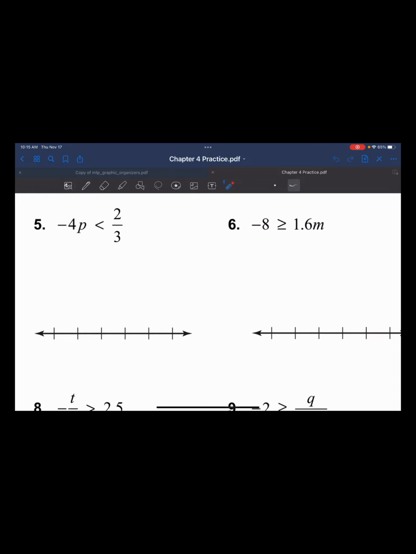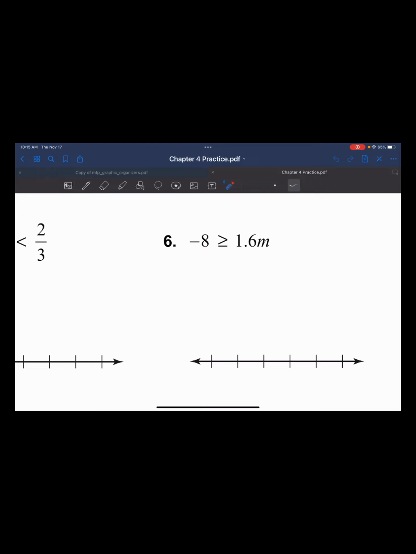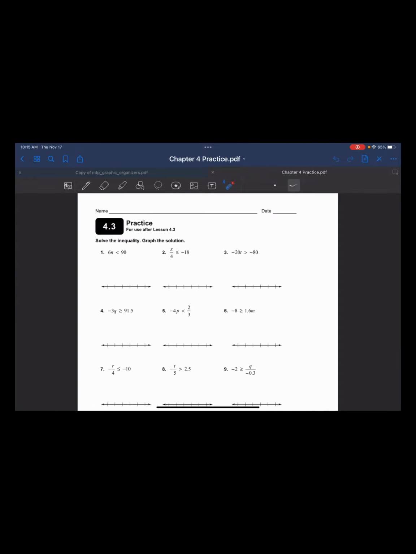Number 6, this one's tricky. A lot of kids are going to say, oh, look, negative 8, it's going to cause the sign to flip. But remember, it's the thing next to the variable that's going to cause the sign to flip. This is positive 1.6. If I'm dividing both sides by positive 1.6, that's not going to cause the sign to flip. Even if this one's negative, I didn't divide by a negative on both sides. So yeah, 6 won't flip.